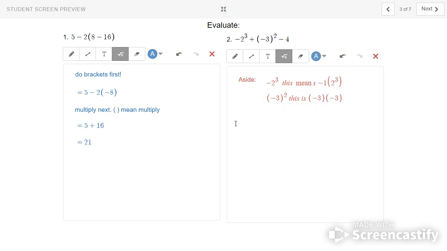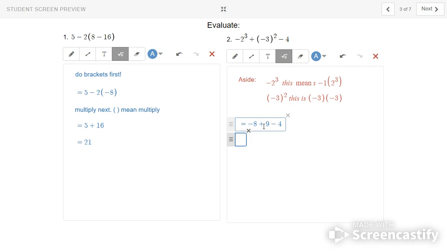All right, so simplifying the expression now, let's first deal with the exponents. 2 to the power of 3 gives us 8. Since the negative was not put to the power of 3, I just rewrote the negative. So we have negative 8 plus negative 3 times negative 3, positive 9, and I'm rewriting the negative 4.